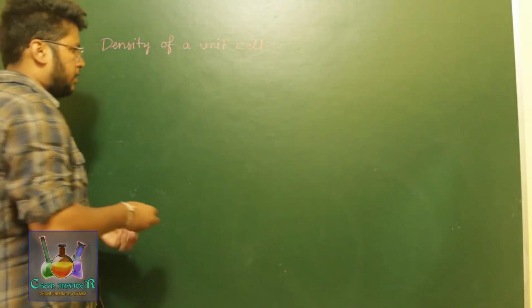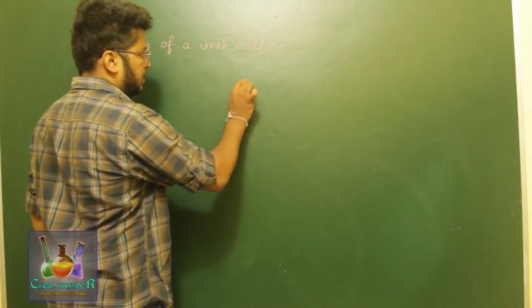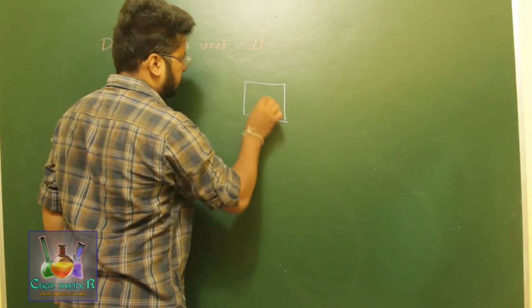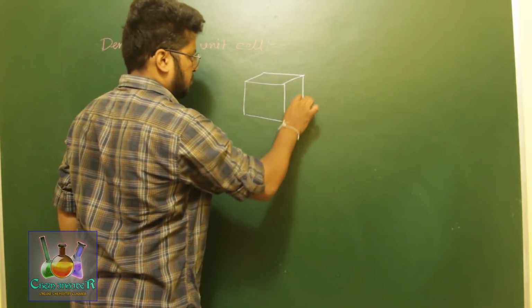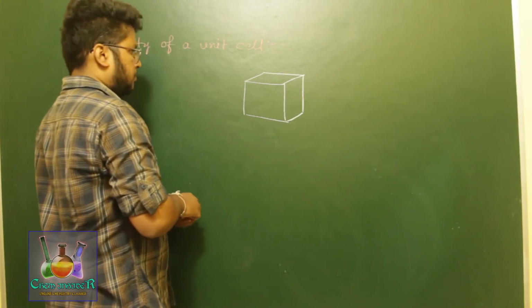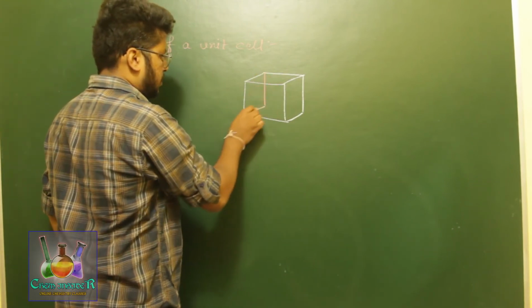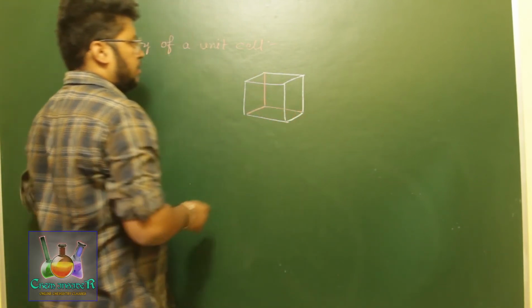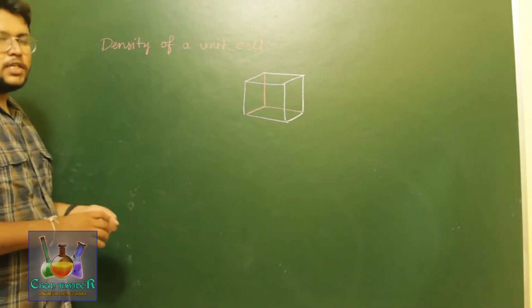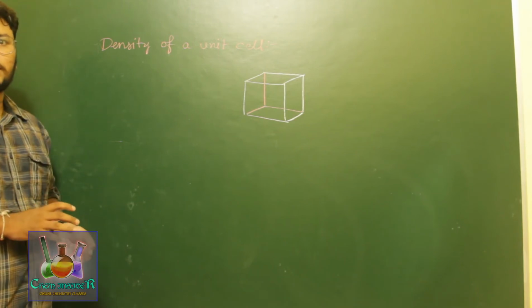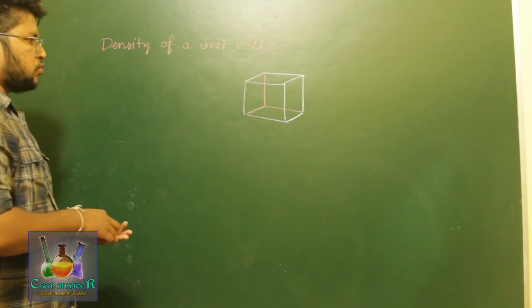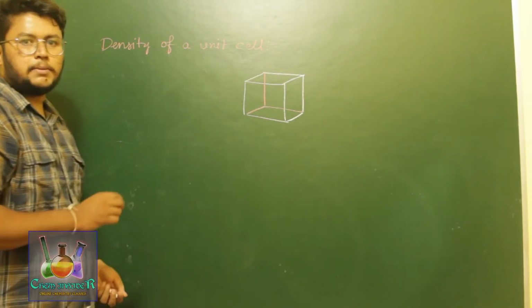So if you draw a unit cell such as like this, let us say now this is our unit cell. If you observe over here, it's just a diagram of imagination, so this is not an exact cube. The cube forms only if there are atoms present in it.